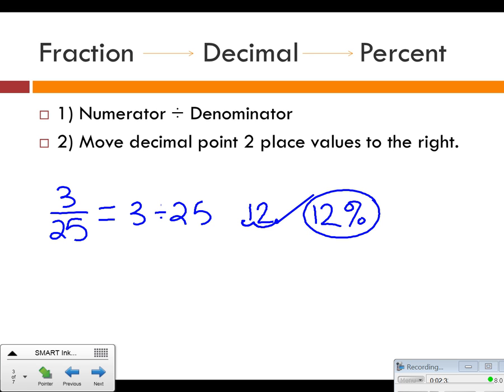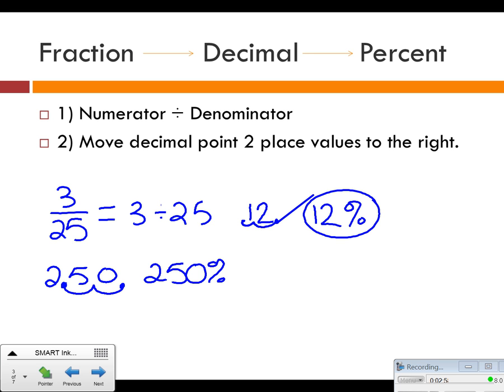Let's do another example here. Let's just take a decimal, 2.5. If you have 2.5 and you want to turn that to a percent, you move the decimal point 2 places to the right. 1, 2. When you have a blank, you put a 0 there. 2.5 is the same as 250%. You can definitely have over 100%.